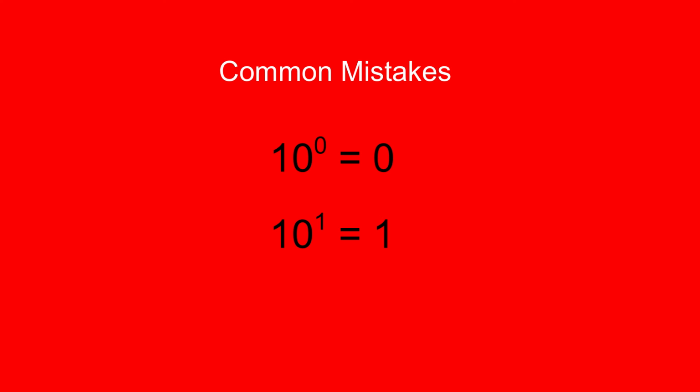All right, here's our common mistakes. People see 10 to the 0 power as 0, so they might see something like 3.2 times 10 to the 0 power and say, oh, anything times 0 is 0, so the answer is 0. That's wrong. It does not equal 0. 10 to the 0 power equals 1. And then 10 to the first power does not equal 1. The exponent tells you that's one 10, so that equals 10.